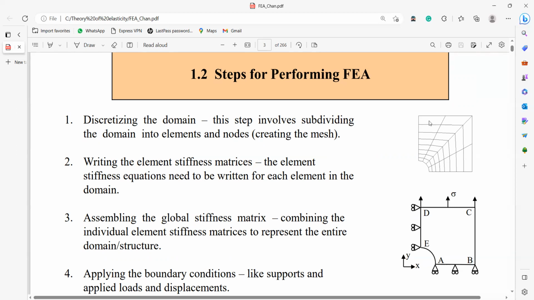So how do you create this mesh? Is it a good mesh? Does it look good? It looks like it is biased. Near the circle, it looks like the element size is less. And as you move away from the circle, the element size keeps on increasing. Is it a good mesh?